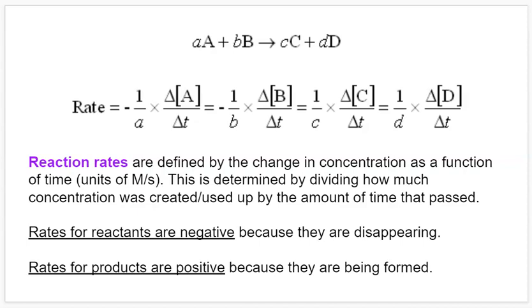In chemistry, we're going to be focused on reaction rates that are defined by the change in concentration of a substance as a function of time. And we're usually going to be measuring rates in units of molar per second. So we divide the amount of concentration that is either created or used up, depending on if we were looking at a reactant or a product, divided by the amount of time that has passed. And we'll notice that if it's the rate of a reactant, it's going to be negative because the concentration is going to be decreasing as the reactants are used up to make products. And then by the same logic, the rates for products are going to be positive because the concentration is being formed in the process of the reaction.